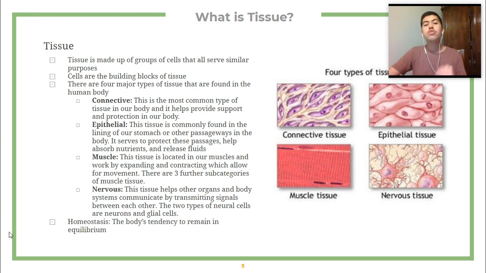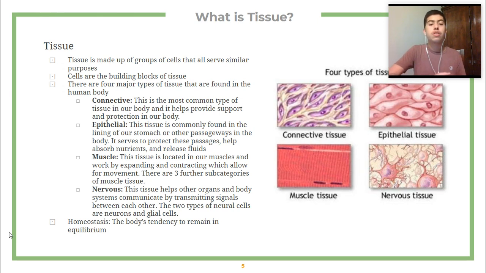There are 4 major types of tissue that are found in the human body, and the first one would be connective. This is the most common type of tissue in our body and helps provide support and protection in our body. And then we have epithelial. This type of tissue is commonly found in the lining of our stomach or other passageways in the body. It serves to protect these passageways, help absorb nutrients, and release fluid.